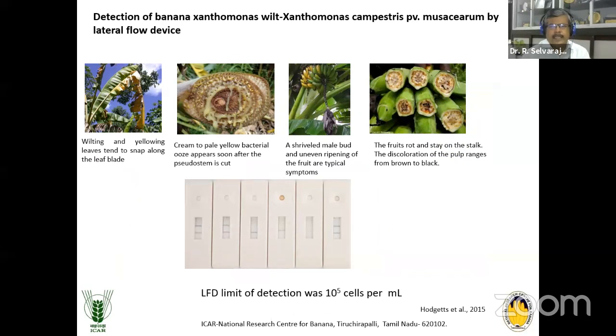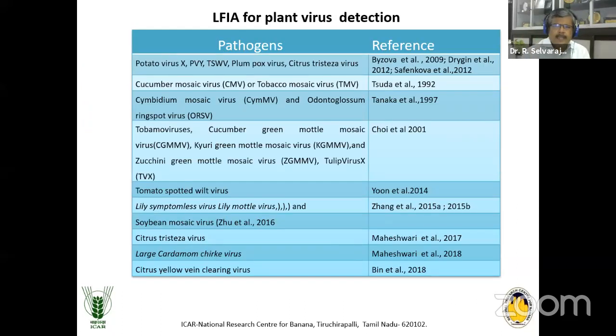And a similar technique, this is for Xanthomonas wilt. Banana Xanthomonas wilt is a big problem. It's a quarantine problem for India. It should not come from Africa. So they developed this LFT for Xanthomonas wilt also. So this type of kit can be developed not only for viruses, but also for any pathogen, including Fusarium oxysporum. So there are many LFIA kits available for plant virus detection.